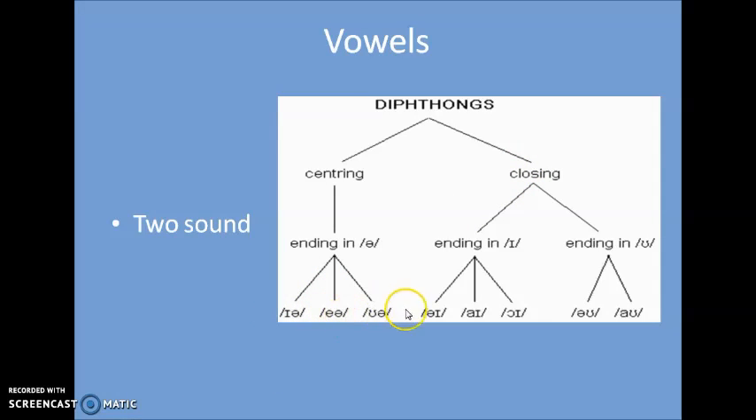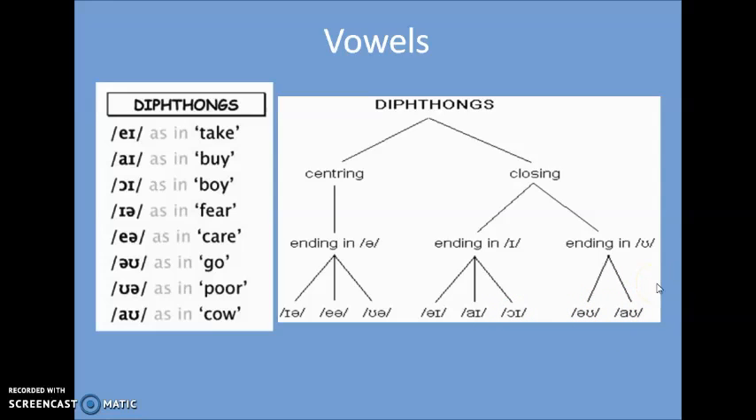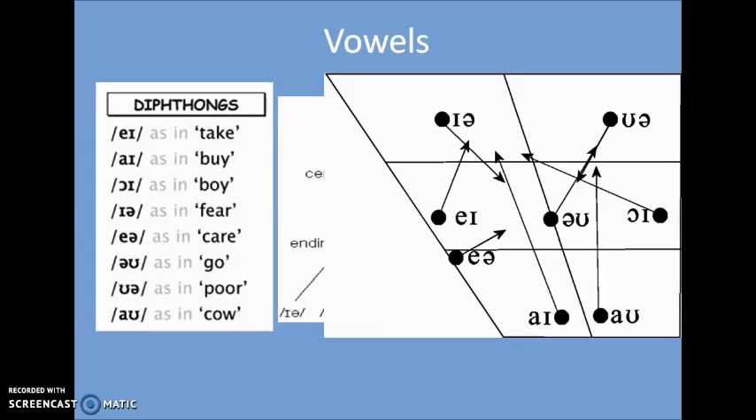Then we have the two-sound vowels, or diphthongs, and there are 7 of them. The examples include: a, like in take; I, like in buy; oi, like in boy; ear, like in fear; air, like in care; ow, like in go; oor, like in poor; and ow, like in cow. Again, the vowel diagram shows their pronunciation, where they start and where they end.